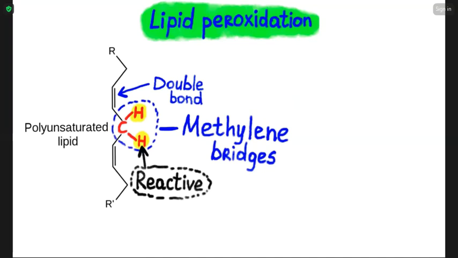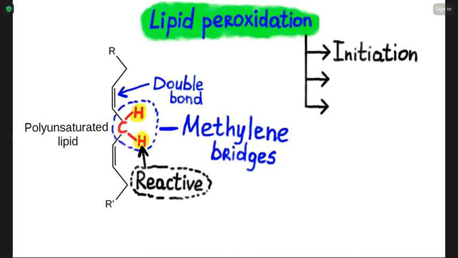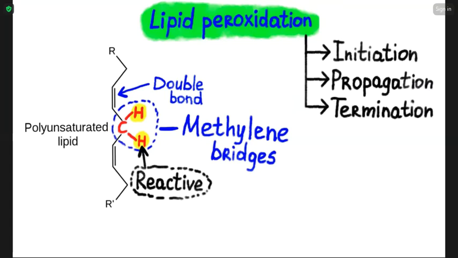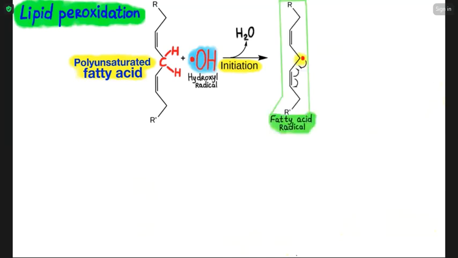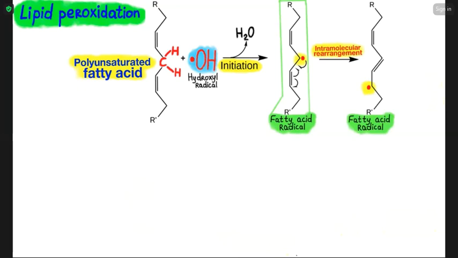Lipid peroxidation consists of three major steps: initiation, propagation, and termination. The chemical products of this oxidation are known as lipid peroxides. Initiation is the step in which a fatty acid radical is produced. The most notable initiators in living cells are reactive oxygen species, such as the hydroxyl radical, which can combine with a hydrogen atom from the methylene bridge of the polyunsaturated fatty acid to make water and a fatty acid radical. Then, after a reaction called intramolecular rearrangement, we obtain a slightly different fatty acid radical.